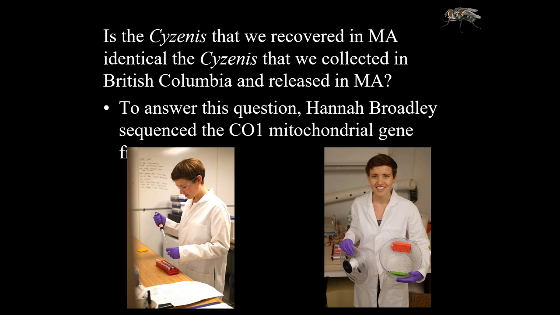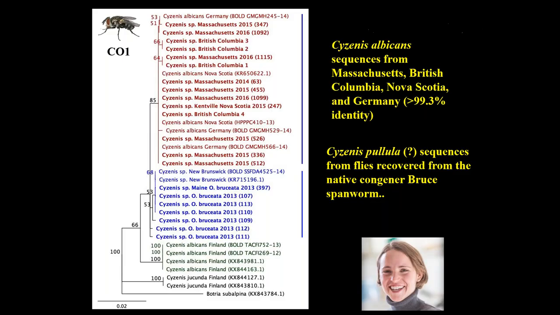Because after all, there's a very similar fly that attacks blue spanworm. Maybe the fly just moved over from blue spanworm. Well, this is the answer. The sequences tell the differences. The ones in blue are the ones we collected from blue spanworm, and they're a little different. These are evolutionary trees the molecular taxonomists use to tell the differences between genetic sequences. So the ones recovered from blue spanworm were a little different from the ones we collected in British Columbia and recovered in Massachusetts, or collected in Nova Scotia.